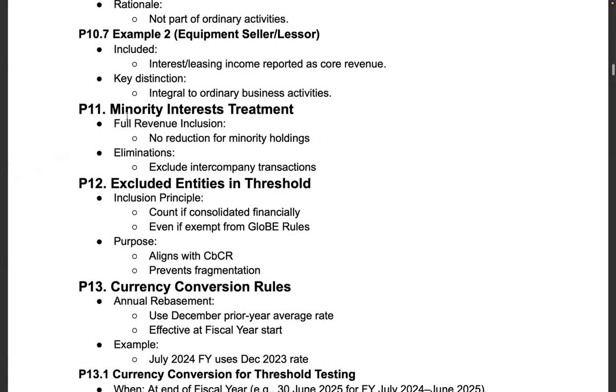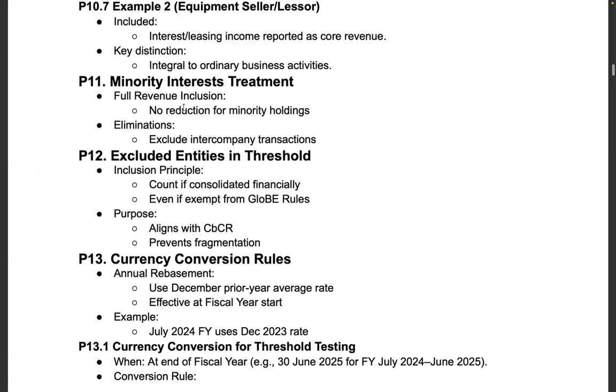Paragraph 11, a very interesting topic: minority interest treatment. So, full revenue inclusion, no reduction of minority holding. When we ascertain and test the 750 million euro threshold, we don't do any reductions to that revenue because of the minority holdings. Minority holdings consideration will be ignored. The entity will be seen as a whole, as a holistic economic unit.